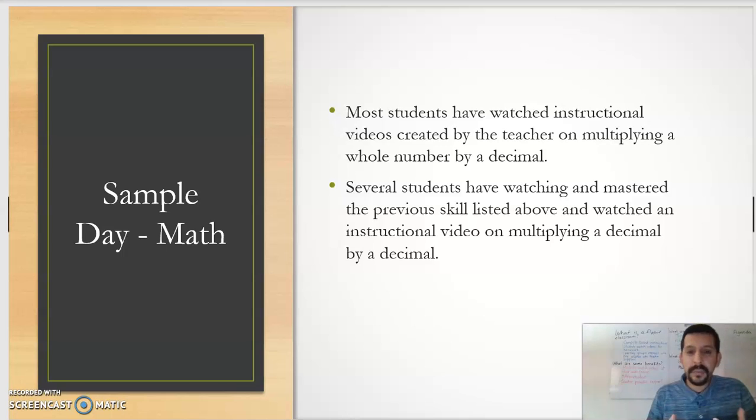So a sample way would be, let's take the subject of math. The day before, the students were assigned to watch an instructional video created by you, the teacher, on multiplying whole numbers by a decimal. Other students were tasked for homework to watch a video on multiplying a decimal by a decimal because they've already mastered the previous skill. And another group of students could also be working on a previous lesson before multiplying a whole number by a decimal. So you may get students working at 3 different levels, but that's okay. We can show you how you can get through the day, even though students are working in different areas.